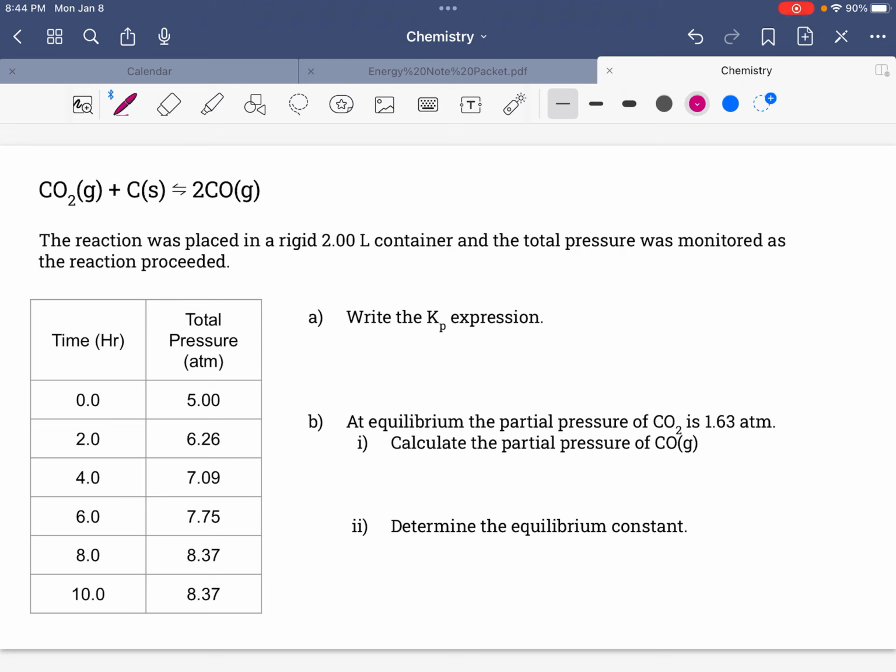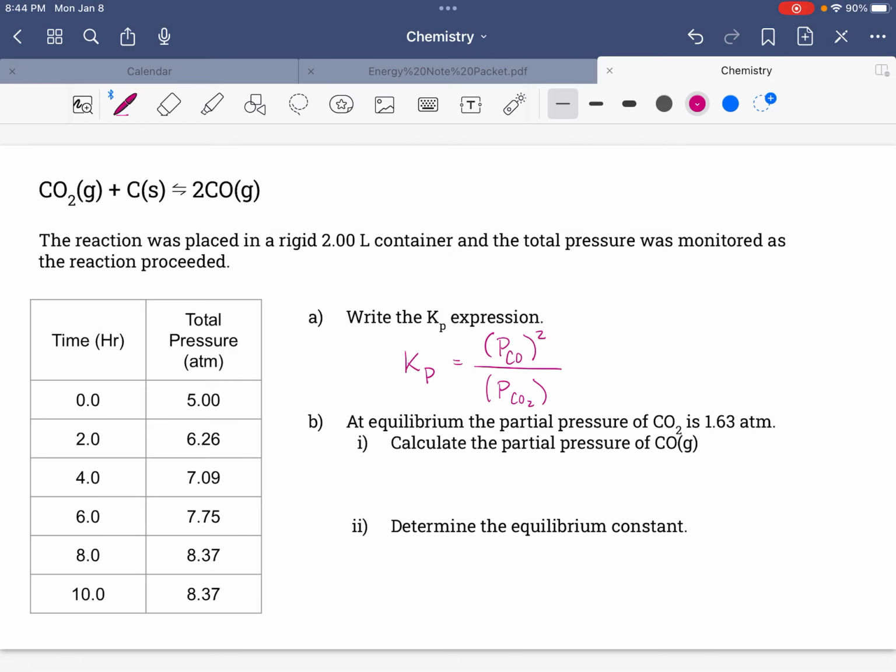First off, we're just going to write the expression for Kp. Remember, for Kp, we use slightly different symbols. We don't use the brackets, we use parentheses. So the pressure of our product, which is CO, raised to the second power, divided by our reactants. We're not going to include the carbon because, again, it's a solid. So we're going to say the pressure of CO2 is raised to the first power. I didn't have to put that in parentheses. I usually just do because it's habit.